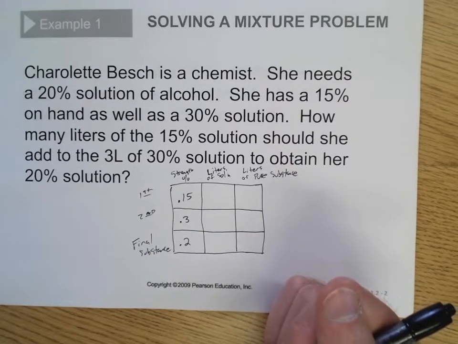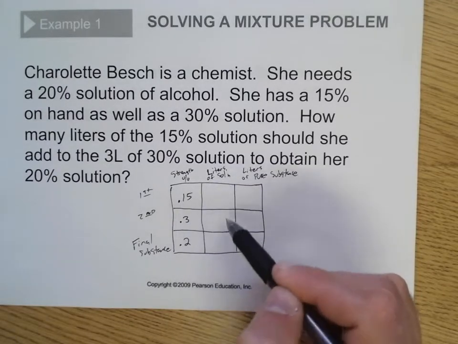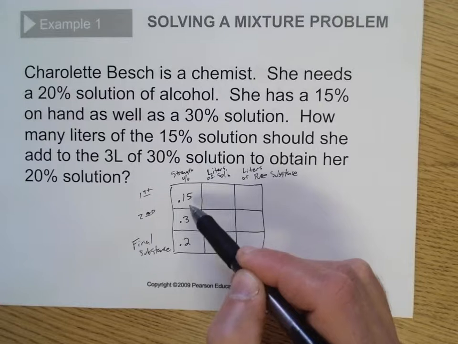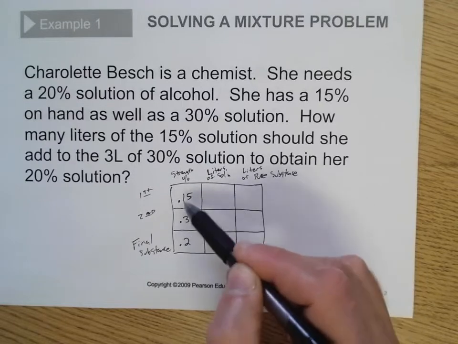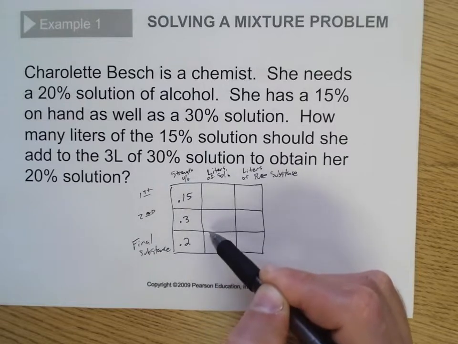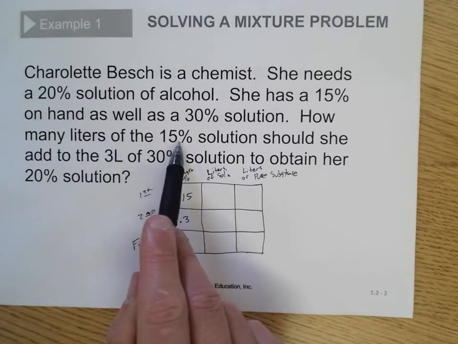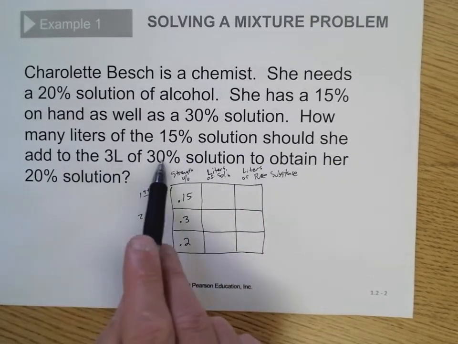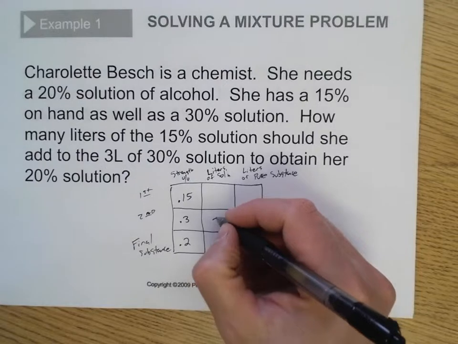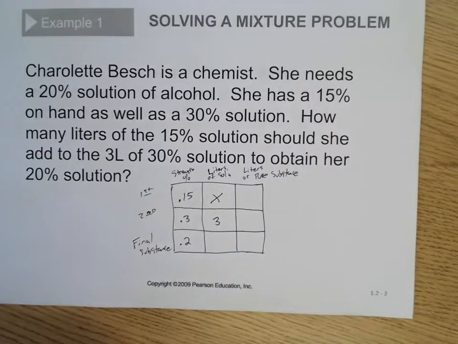There's no way I can mix two things together and get what I'm ending with without that being in the middle somehow. And just like the motion problems, it's really just the first two columns that I'm trying to fill out. Really, just the first two rows, first two columns. These four boxes is what I'm going to get from the problem. So we're looking for how many liters of the 15% solution should be added to the 3 liters of 30%. So we know we're going to have 3 liters of 30%. We don't know how much of the 15%, so that's our x.